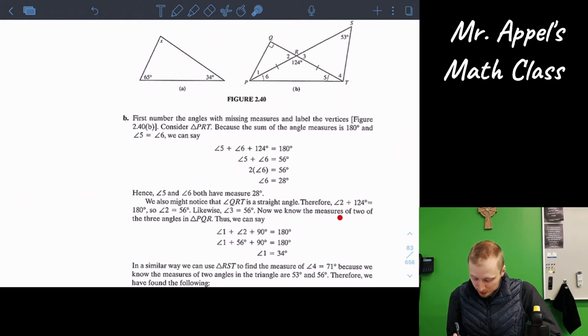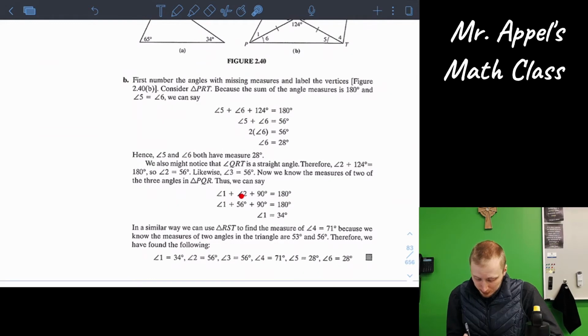Now we know the measures of 2 of the 3 angles in triangle PQR. So PQR, now we know that's 56 and that's 90. We can find angle 1, right? 1 plus 2 plus the 90 degrees is going to give us 180. Substitute in our known value for 2. Combine, subtract. Angle 1 must be 34 degrees.